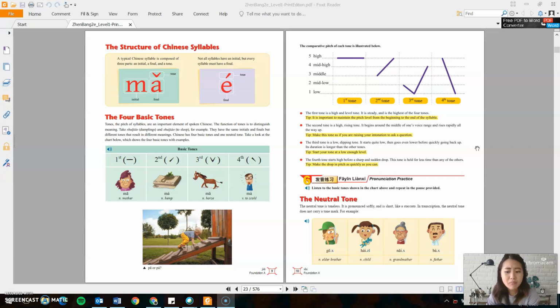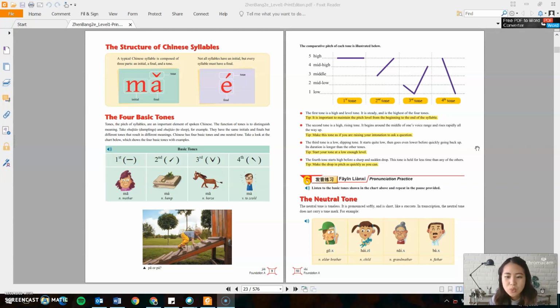Ma. I will tell you that students often struggle the most with this tone, but it's okay, right? Because when we speak, a lot of times the second tone and the third tone do look and sound very similar. Okay, 没关系, it's totally okay. The fourth tone starts high before a sharp and sudden drop. This tone is held for less time than any of the others. Make the drop in pitch as quickly as you can. So if you remember, in class, it's like the stomping, angry one. Ma. Okay. 发音练习, pronunciation practice.